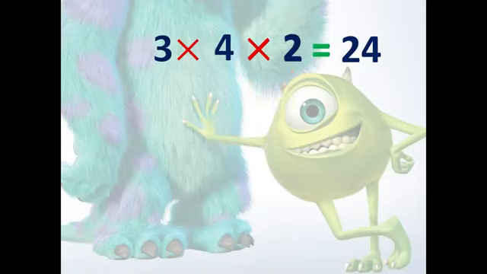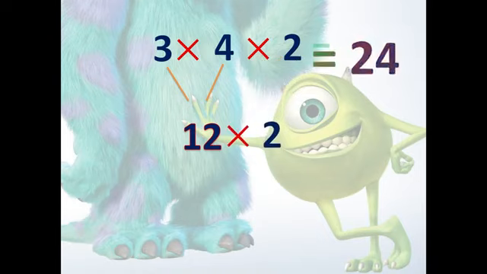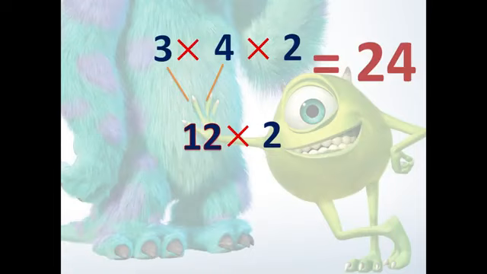But now I want to try another way. We will start with 3 multiplied by 4. It gives us 12. 3 multiplied by 4 equals 12. Now all we have left to do is multiply 12 by 2. 12 by 2 is 24. We got the same answer regardless of which numbers we start multiplying together. That's awesome.